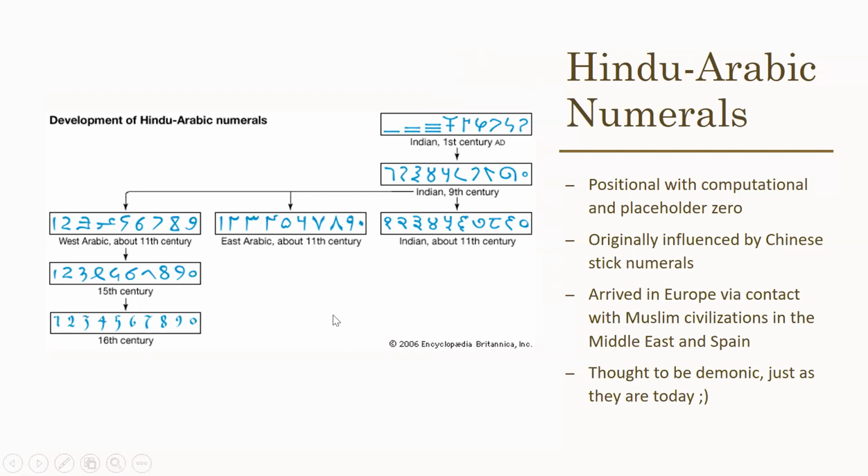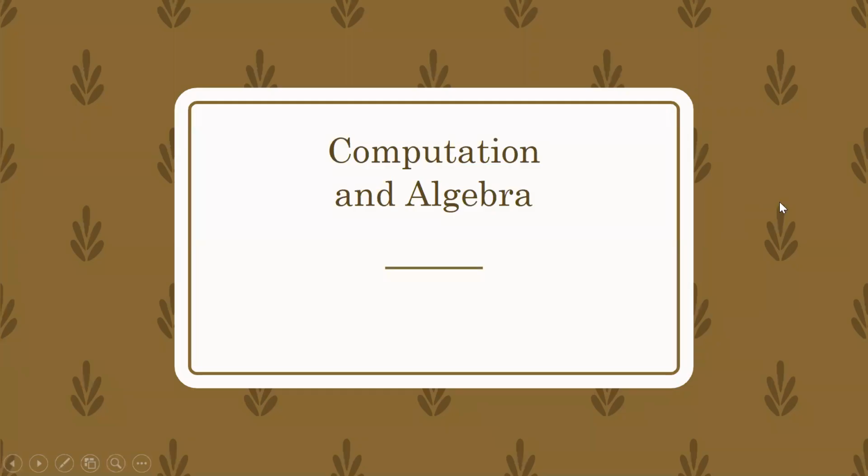The Hindu-Arabic numerals arrived in Europe through the Muslim world in Spain. In fact, about the year 1000, people thought that these numerals were devilish because they came from Muslim civilization. And people today still think that they are. You may have thought that about your math classes. So let's take a look at computation and algebra. Any questions about numeration before we move on?